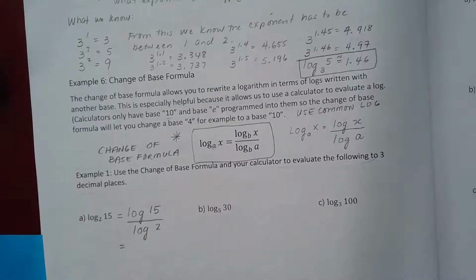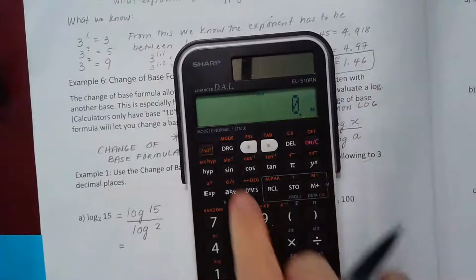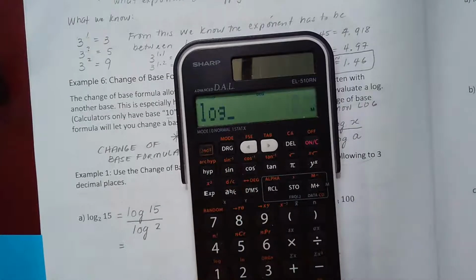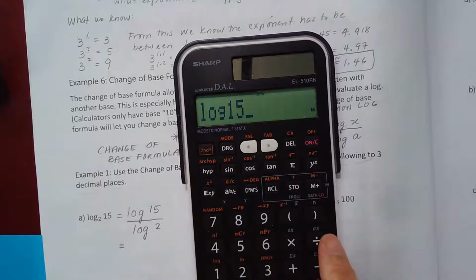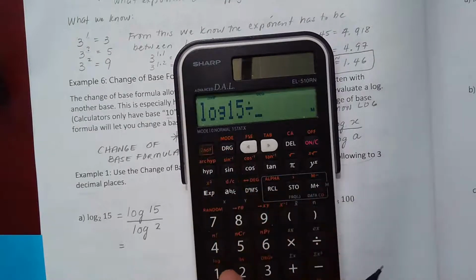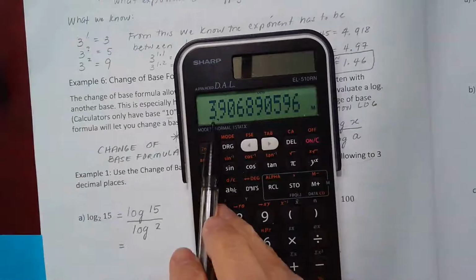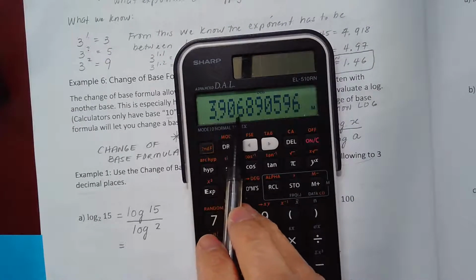Okay, now we can just do that on our calculator. So log 15 divided by log 2. So the answer is 3.907.